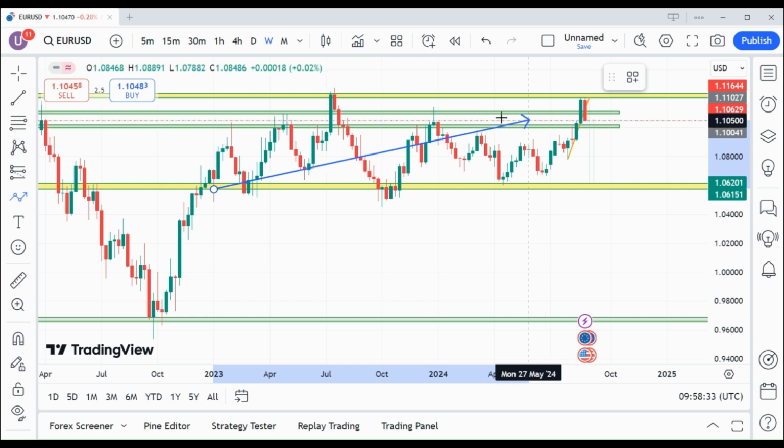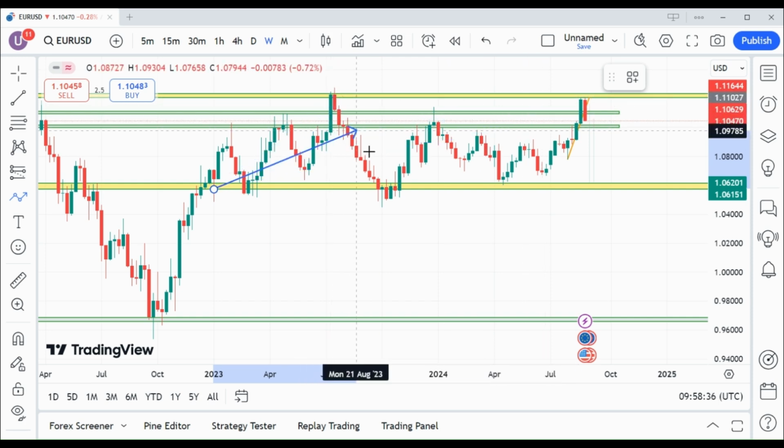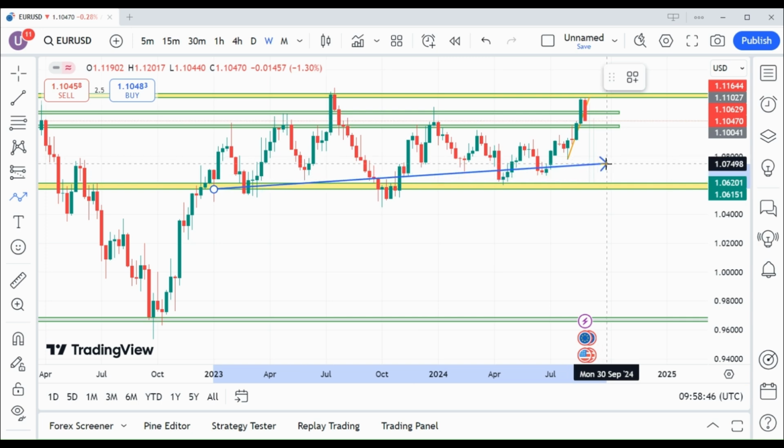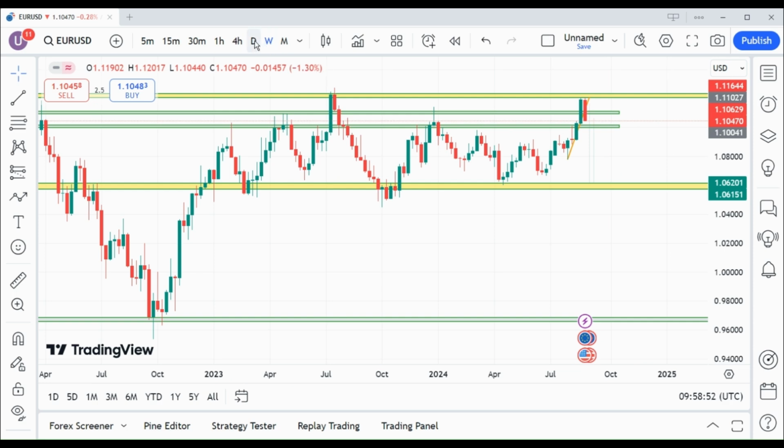That means the price is ranging from resistance to support, from resistance to support. So we're expecting this price to move from this resistance level to this support level. But the question is, how do we join this movement? Let's go down to various time frames to answer this question. So let's go to the daily time frame.